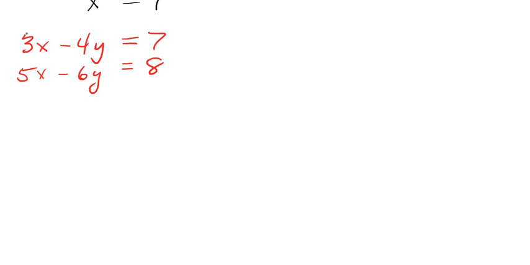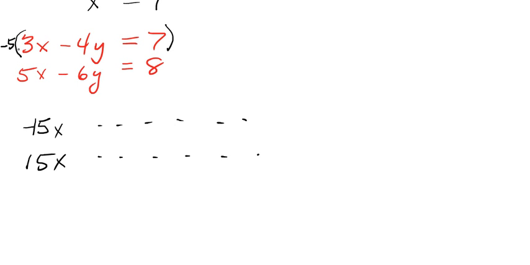So what I want is, on this top equation, let's say I want a negative 15x, and I want this to be, on the second equation, a positive 15x. That's what I want. Okay? So what do I have to multiply the first equation by in order to get a negative 15 here? What do I have to multiply this term by to get negative 15? Negative 5. Okay, there it is, negative 5.